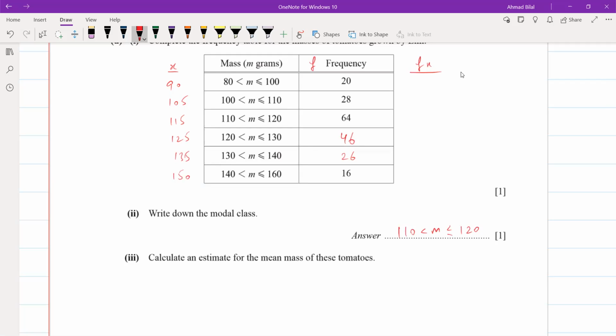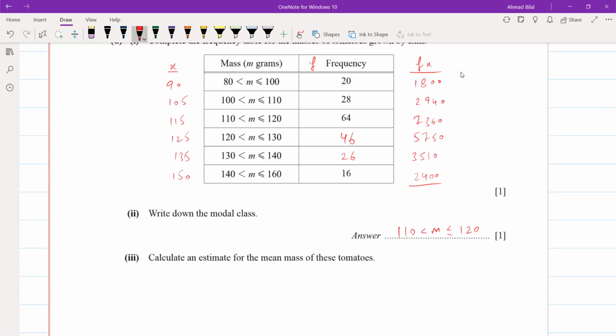Frequency into that midpoint, 20 into 90, that's 1800. 105 into 28, that is 2940. 64 into 115, that is 7360. 46 into 125, that is 5750. 26 into 135, that's 3510. Okay, and then 16 into 150, that is 2400.